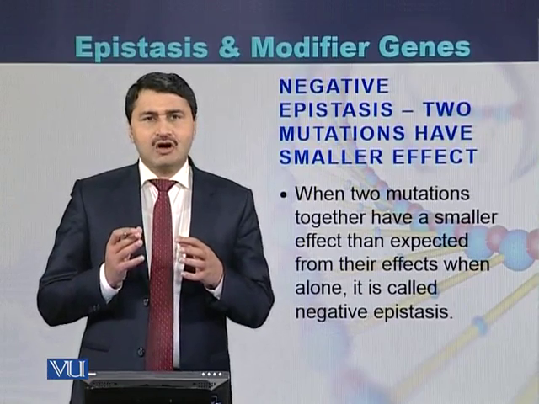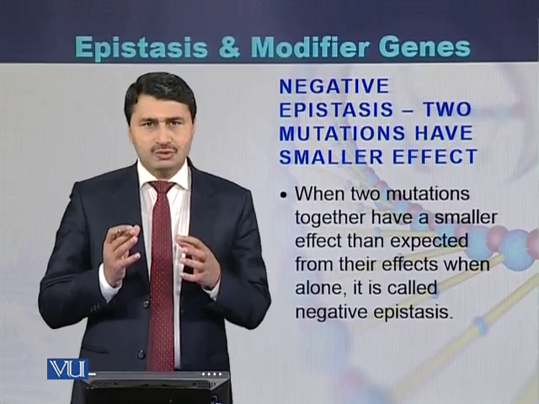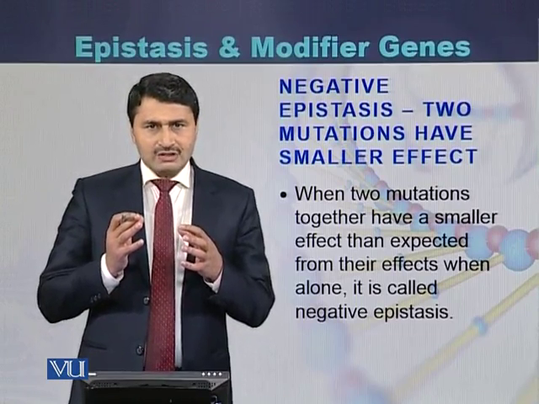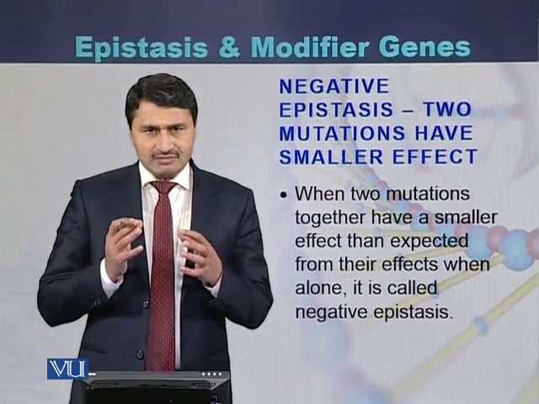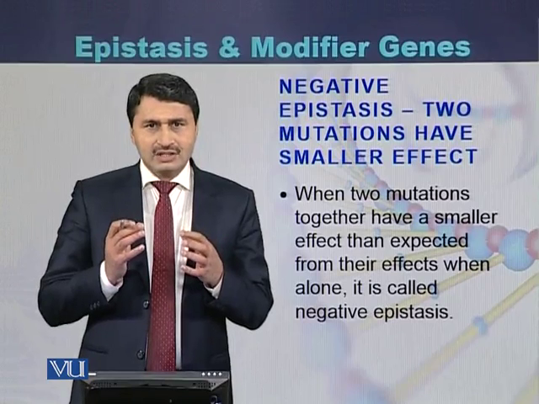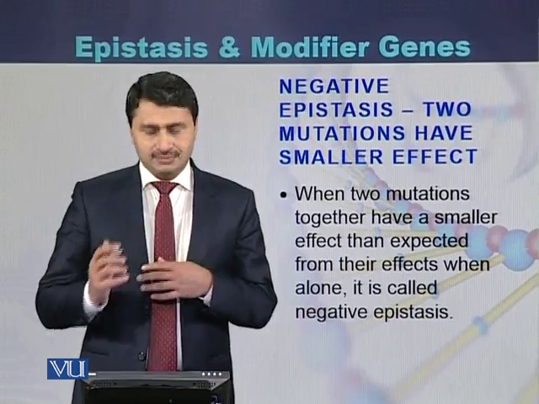In negative epistasis, which is also due to the presence of two mutations, the severe or deleterious effect becomes less or is minimized as compared to the mutations which are present in independent genes.